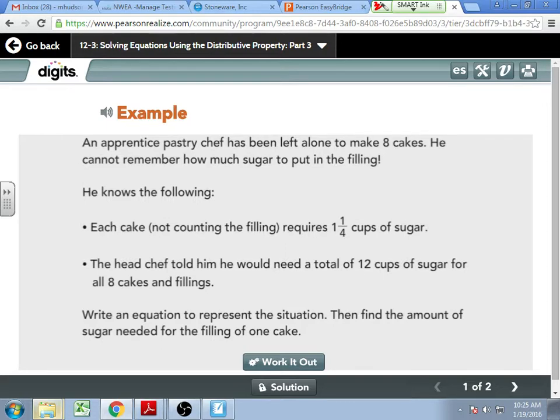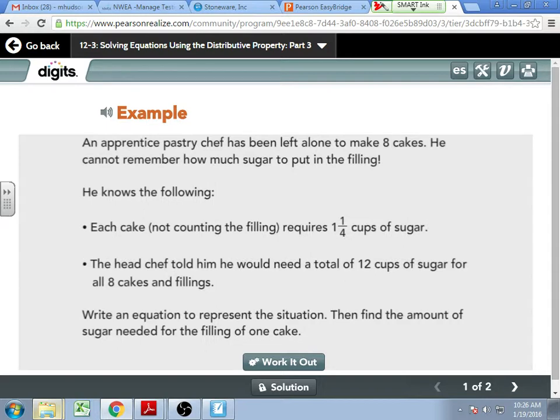We know we're making 8 cakes, and we know how much sugar each cake needs. We know that we're going to make 8 fillings. We don't know how much sugar each filling needs. So X is the filling? Instead of using X, we could use F.